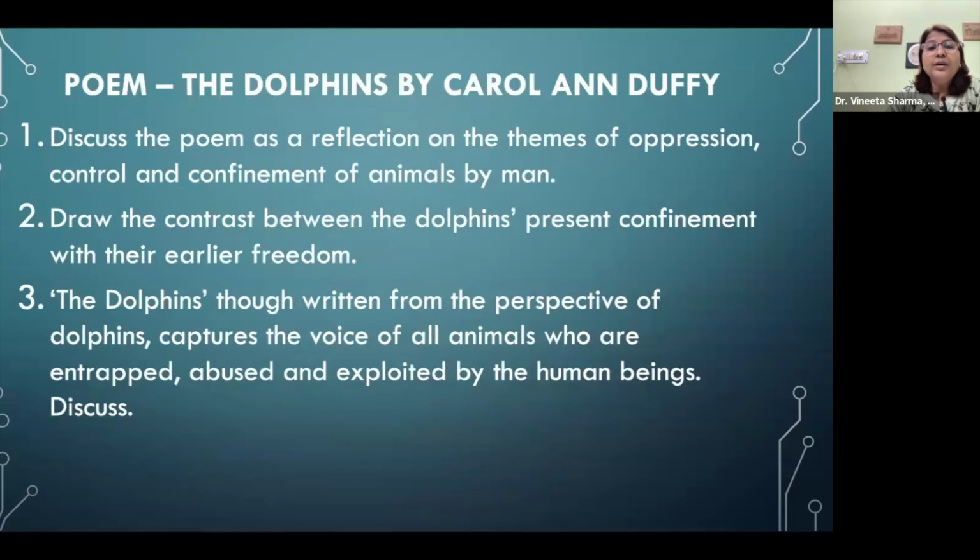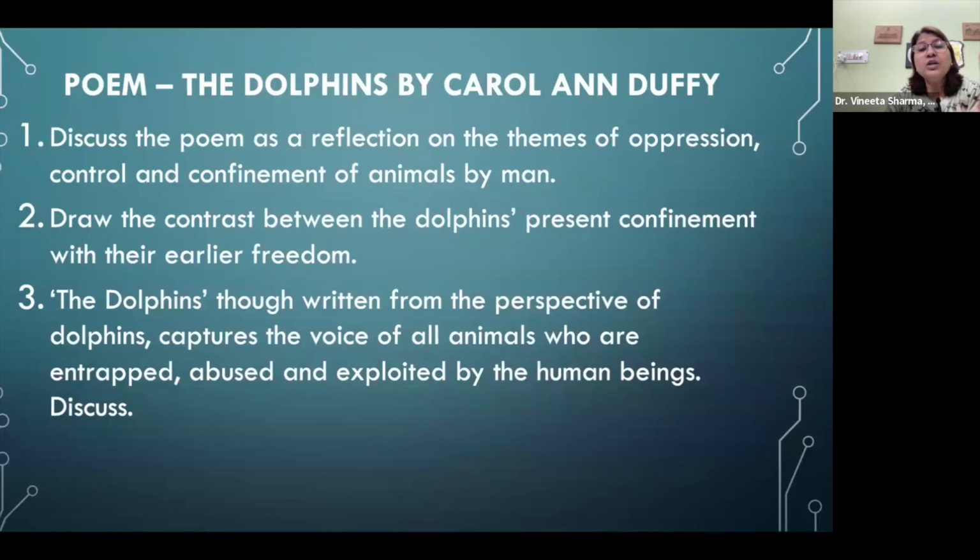Alright. Now, the third poem, The Dolphins, which I told you will be coming for the first time in these board exams. So you can do these 3 questions. Discuss the poem as a reflection on the themes of oppression, control, and confinement of animals by man. Draw the contrast between the dolphins' present confinement and their earlier freedom. The Dolphins, though written from the perspective of dolphins, captures the voice of all animals who are entrapped, abused, and exploited by human beings. Discuss.